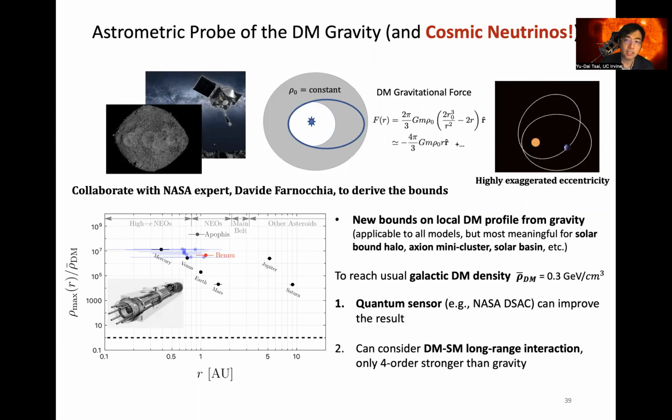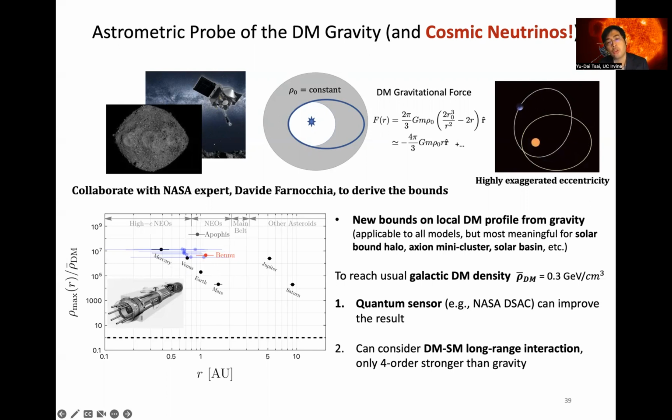So by studying this asteroid very, very precisely, you can impose a constraint on the dark matter density purely gravitationally. And this is a preliminary plot. You can see that the best one is from Mars, which is 10 to the 4 times larger than the galactic dark matter. So here is the galactic dark matter, and we're adding the Bennu, Apophis, and many of these purple dots.